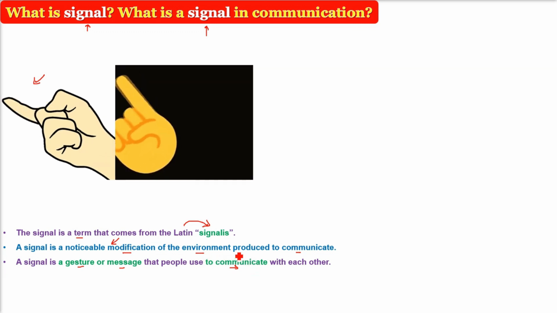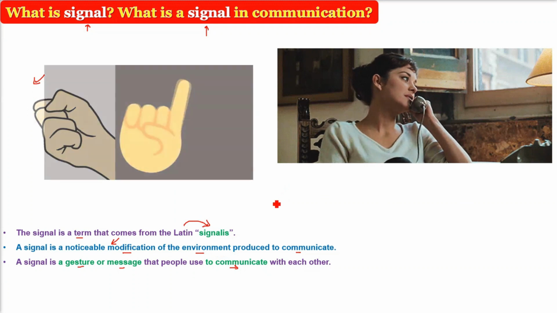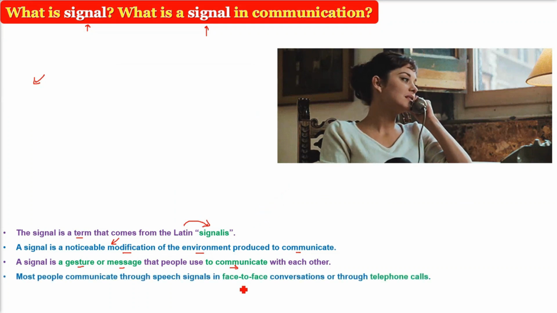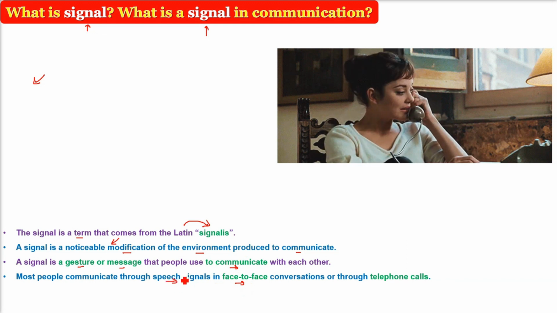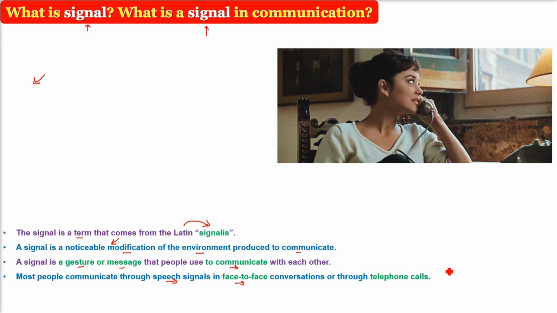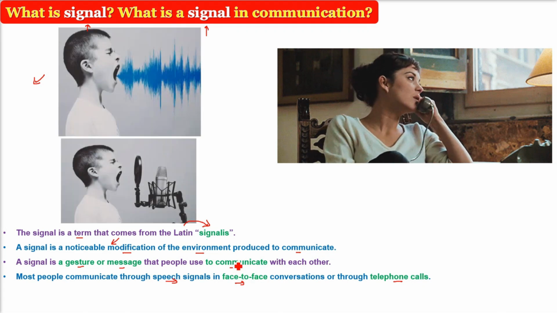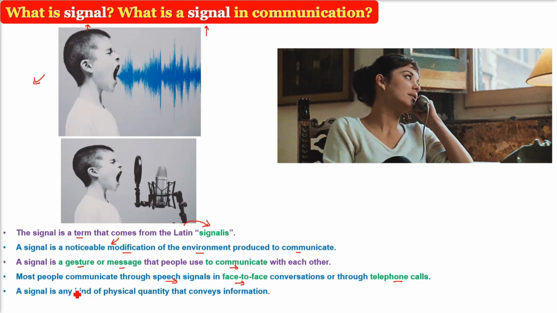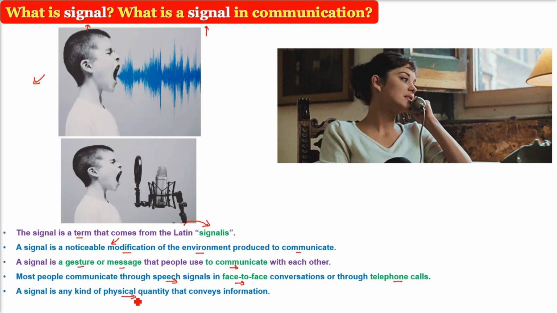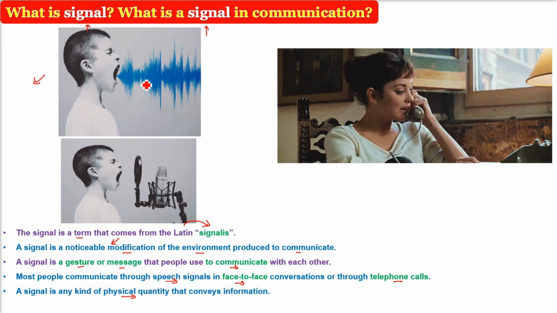And this signal is not only limited to conversation. There are many people who communicate either by face-to-face conversation, through gesture, body gesture, face gesture, and also with telephone calls. So with this telephone call, here we start with communication, the signal in communication. Because this woman is talking on a phone, she is not directly talking, but whatever she is speaking is going through this wire, through the communication channel, and then she is able to communicate. The other person is able to understand. So the simplest definition is, a signal is any kind of physical quantity that conveys information.